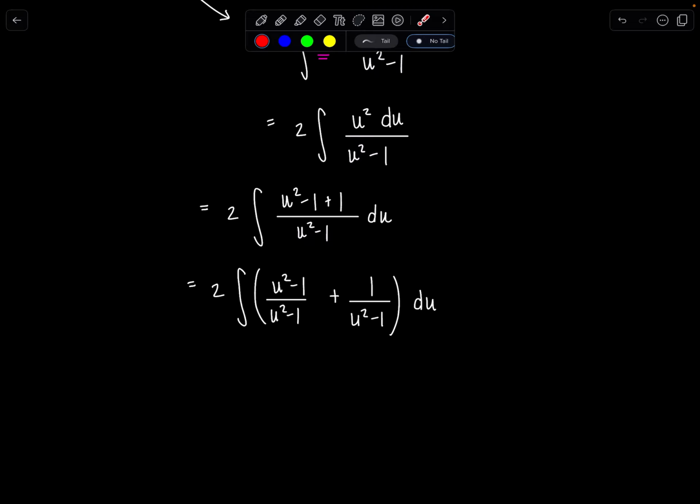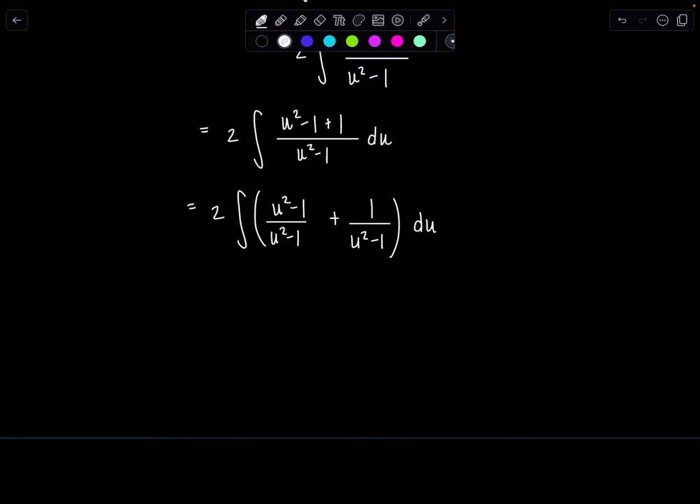All right. Why are we excited? Because now we have avoided long division. I have 2 times the integral of 1 plus 1 over u squared minus 1 du. Okay, how to deal with this term here? Because I know we can take the antiderivative of 1. That's easy. It's just u.